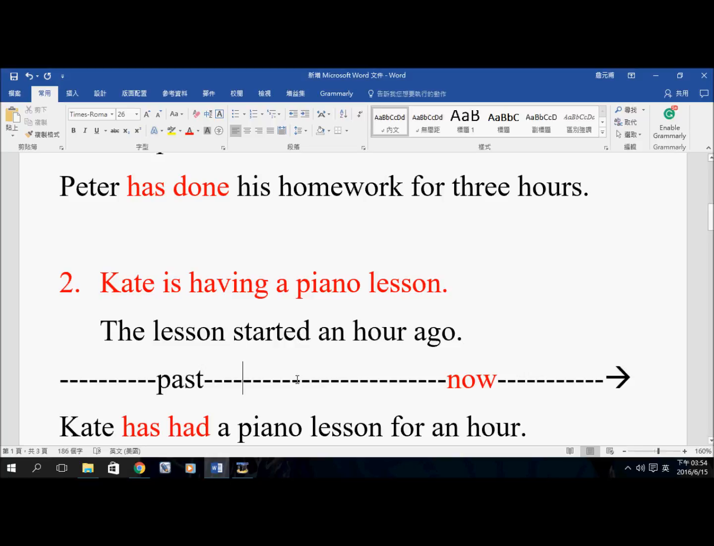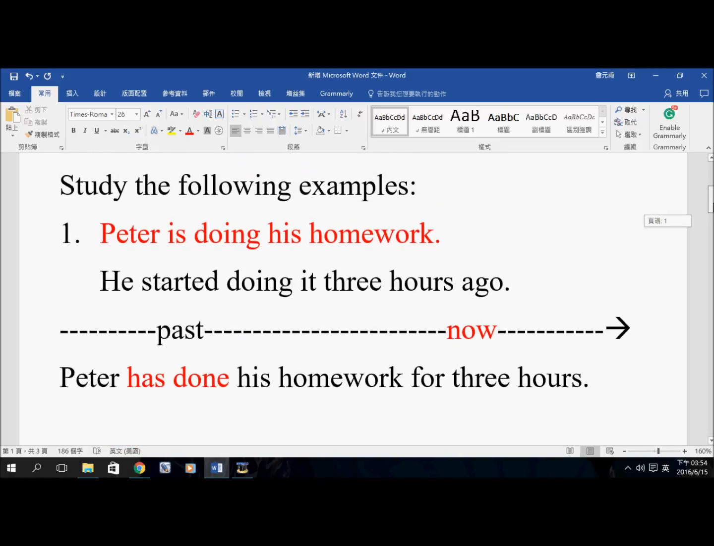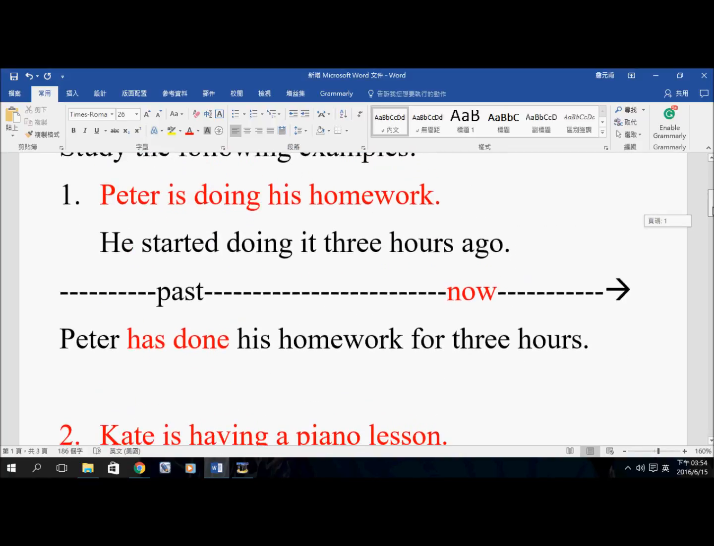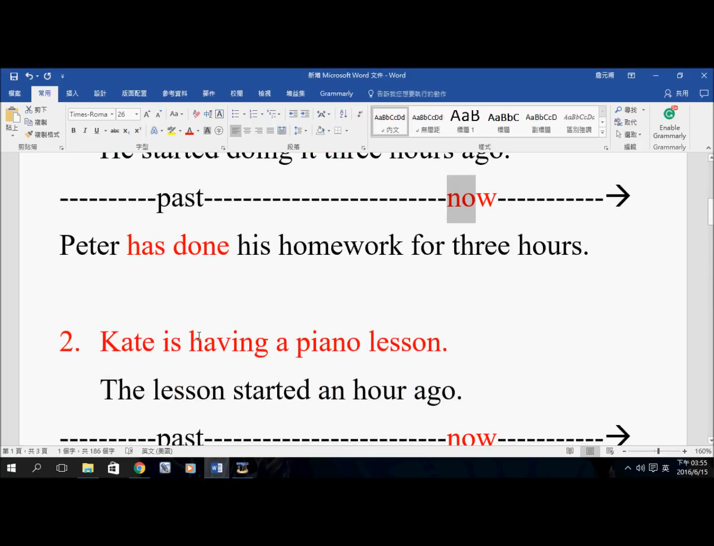Okay, but what is so special about these two cases? You can see that there is something very similar, something almost identical in both cases, is that both Peter and Kate are still doing the action at the moment of speaking. So right now, Peter is doing his homework. And here, right now, Kate is having a piano lesson. It's kind of like present continuous tense, remember?